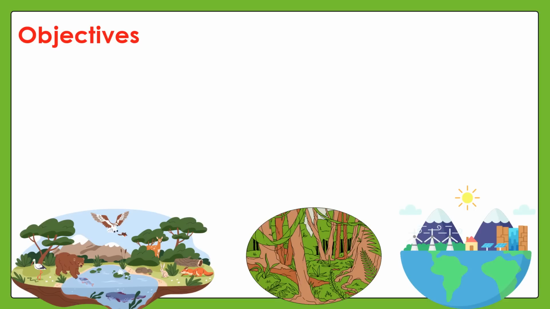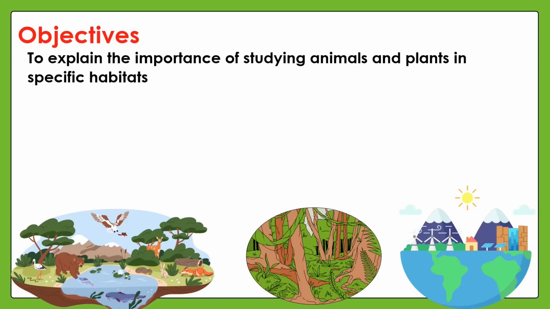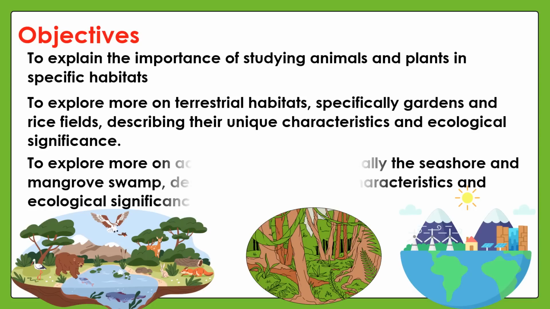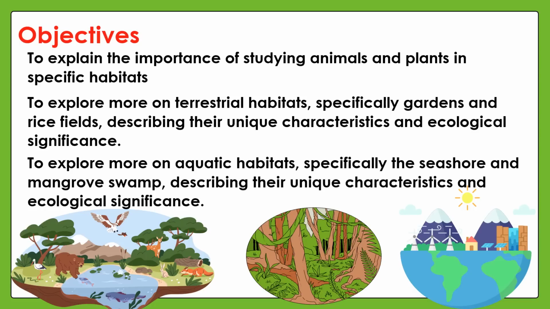Here are the objectives. First, to explain the importance of studying animals and plants in specific habitats. Second, to explore more on terrestrial habitats, specifically gardens and rice fields, describing their unique characteristics and ecological significance. Third, to explore more on aquatic habitats, specifically the seashore and mangrove swamp, describing their unique characteristics and ecological significance.